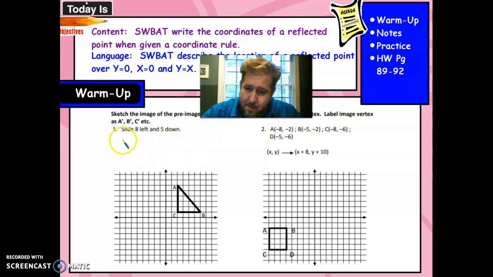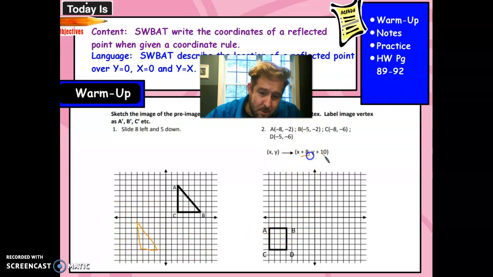And starting off with a warm-up here, this is a translation, slides, 8 left, 5 down. So all you have to do is move each point 8 left and 5 down, and then you'll end up with the exact same triangle. Now, I didn't actually count it out, save yourself a little bit of time for this video.